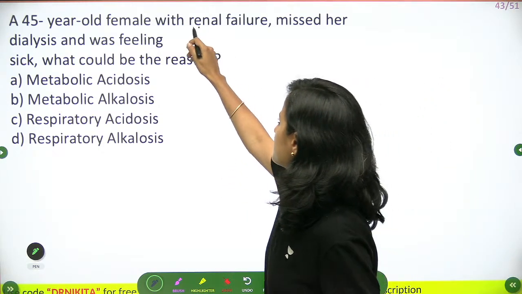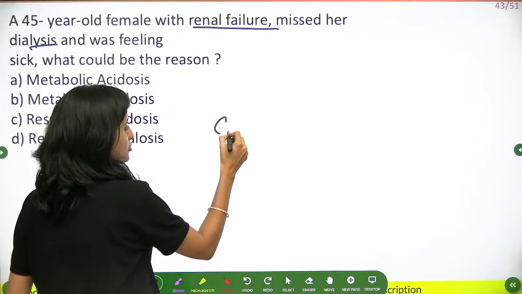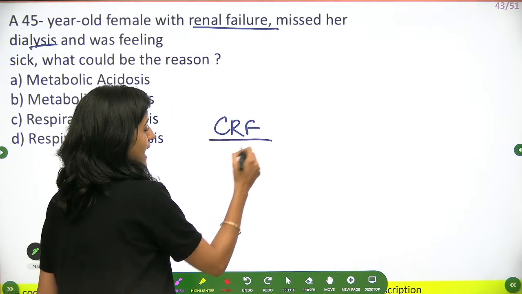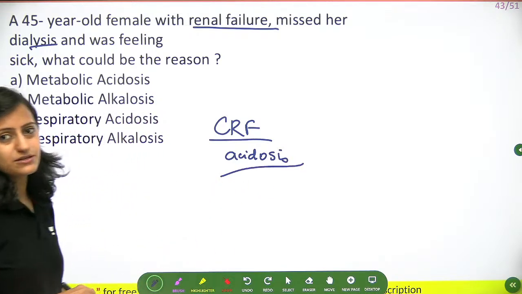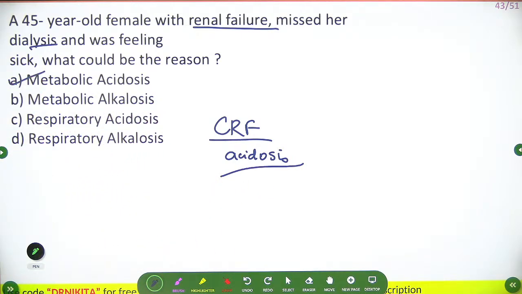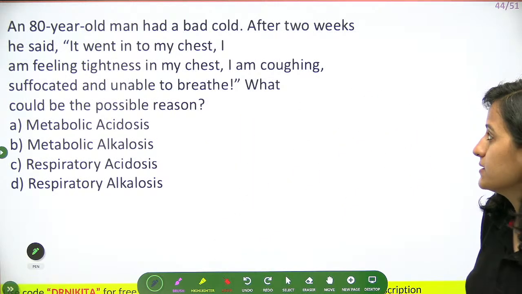A 45-year-old female with renal failure, missed the dialysis. So basically, this is chronic renal failure. And we know there is acidosis in chronic renal failure. So this is metabolic acidosis. Easy one. Next.